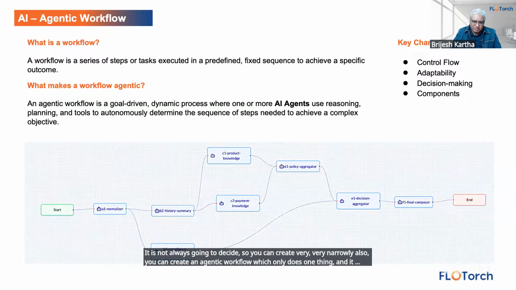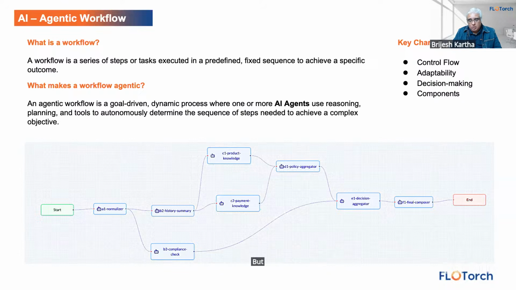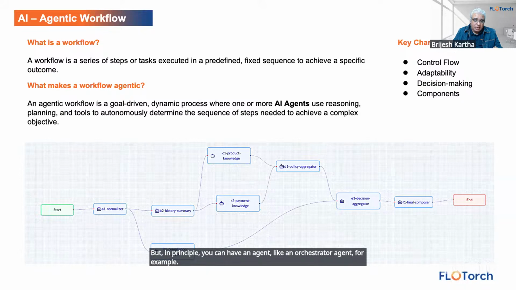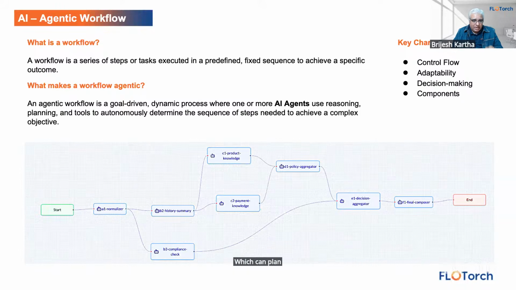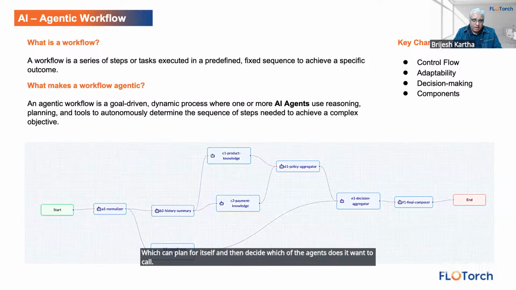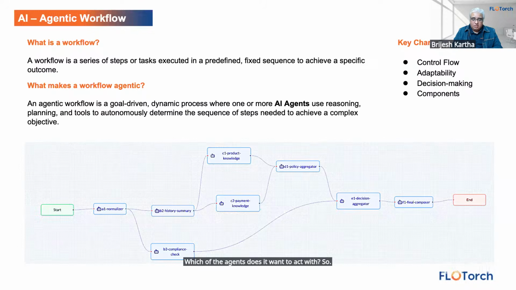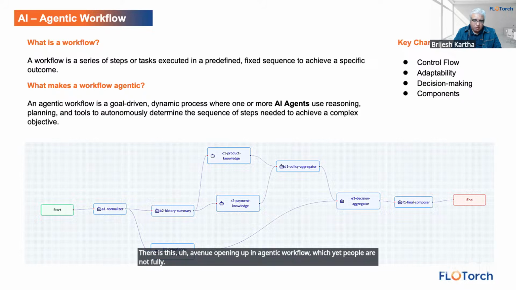And most of our examples typically are like that in today's time. But in principle, you can have an agent, like an orchestrator agent, for example, which can plan for itself and then decide which of the agents it wants to call, which of the agents it wants to act with. So there is this avenue opening up in agentic workflow, which people have not yet fully utilized. We are all trying to work out a way to make that happen.